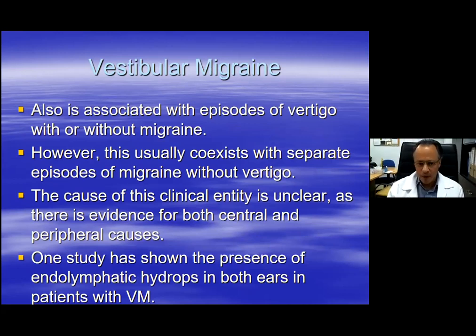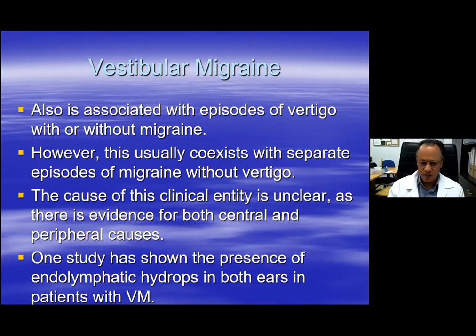We also have vestibular migraine. Similar to Meniere's disease, in that these episodes are spontaneous. We have spontaneous episodes of vertigo, but these episodes usually coexist or are associated with separate episodes of migraine. And the guidelines from the Bárány Society agree with this, that you do need to have migraine episodes to have a diagnosis of vestibular migraine, either together with the vertigo episodes or separately from the vertigo episodes. But the important thing here is that the main complaint of the patient is the vertigo and not the migraine.